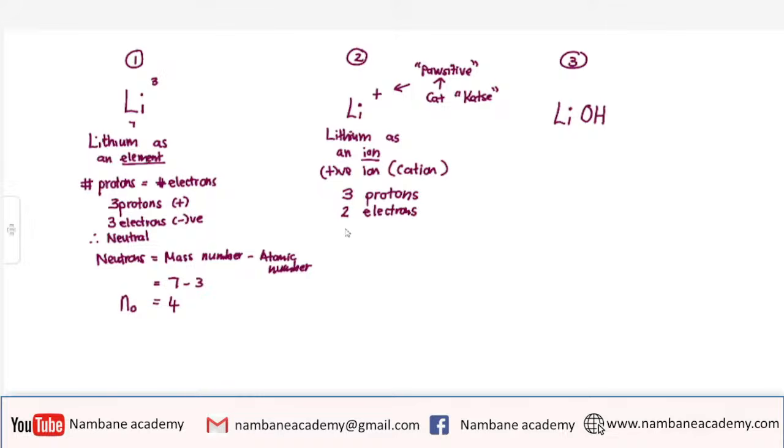Right? So basically now it's a positive ion because it's got one more proton than it has electrons, right? And that is a cation. Then now if we speak about lithium here, inside of this element compound, there are 2 elements, right? Or actually 3, but here we are talking about this part and this part.